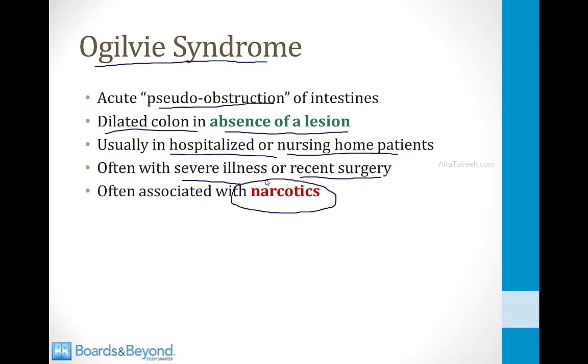The way I've always thought about this is the patient is so sedentary that their bowel has also become sedentary, and that results in Ogilvie syndrome. Unfortunately, sometimes these patients are highly symptomatic and they go to the OR for exploratory laparotomy, and in the operating room you find out that there is no lesion, and in fact what they had was Ogilvie syndrome.